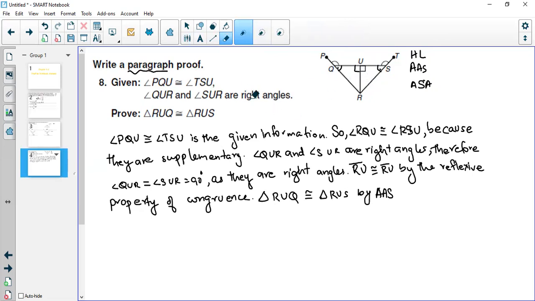So double AS, yes, we did prove by using double AS. Now to use ASA, they need to give you two angles and the included side. Which is the included side? This side. They did not give us that information too. They did not say that the included side is equal to each other. So we could only use double AS to prove that these two triangles are equal.